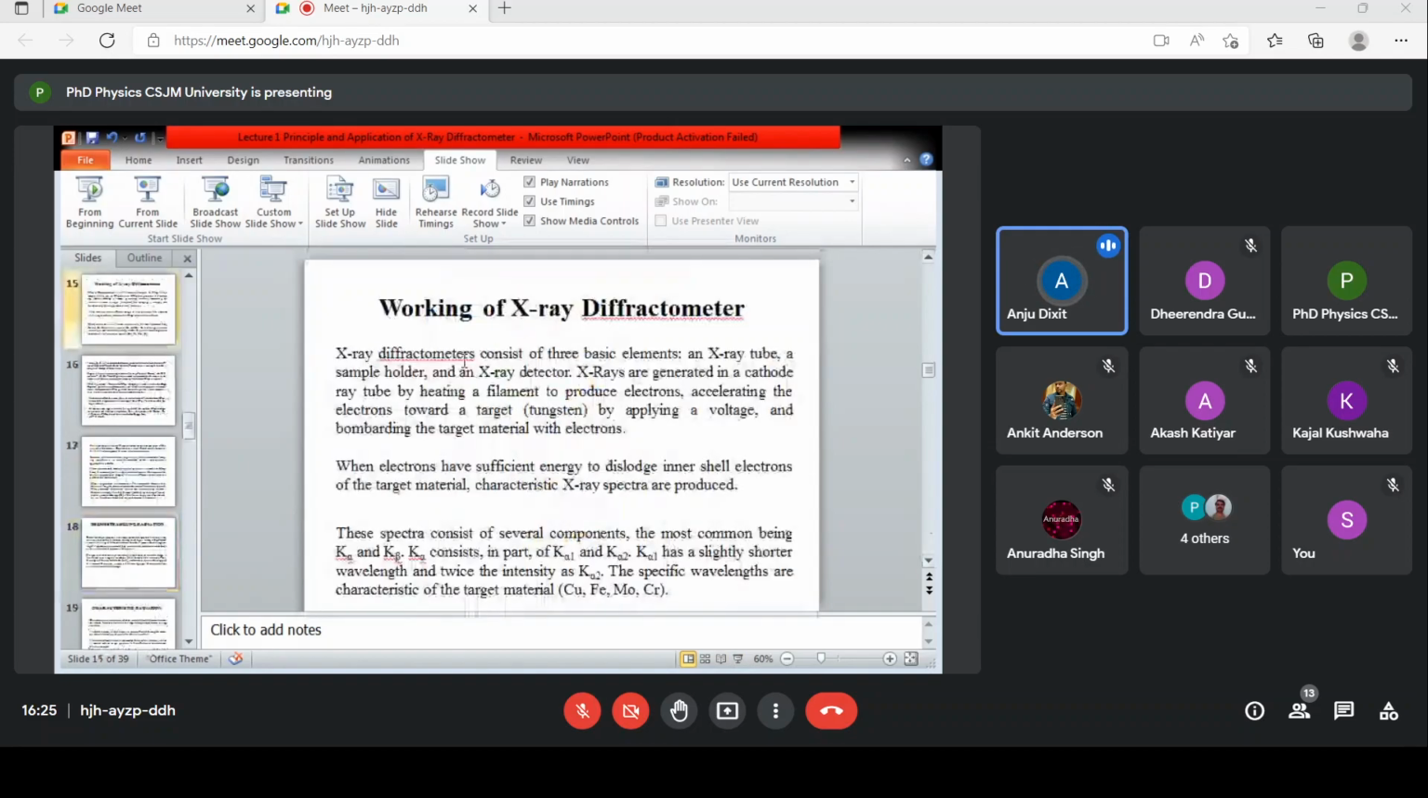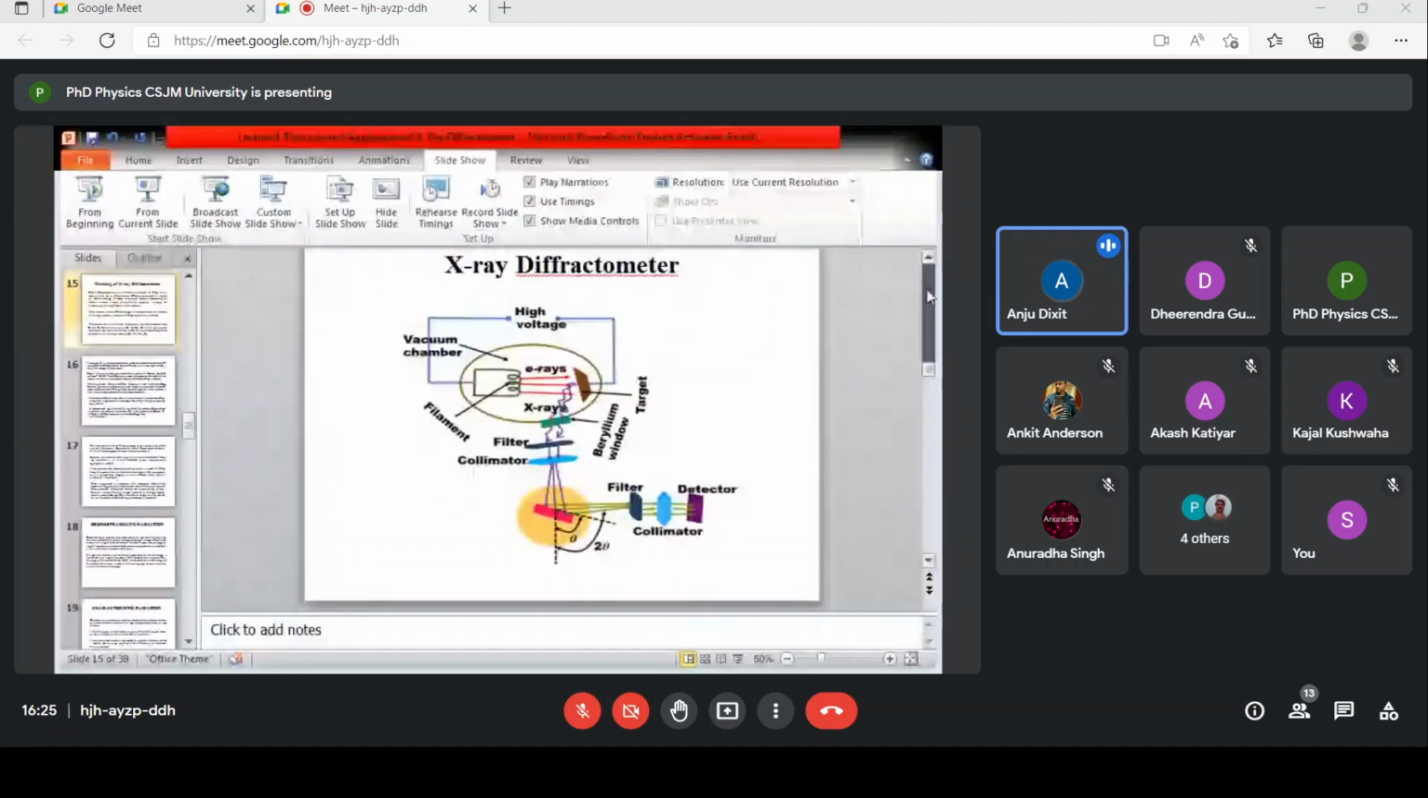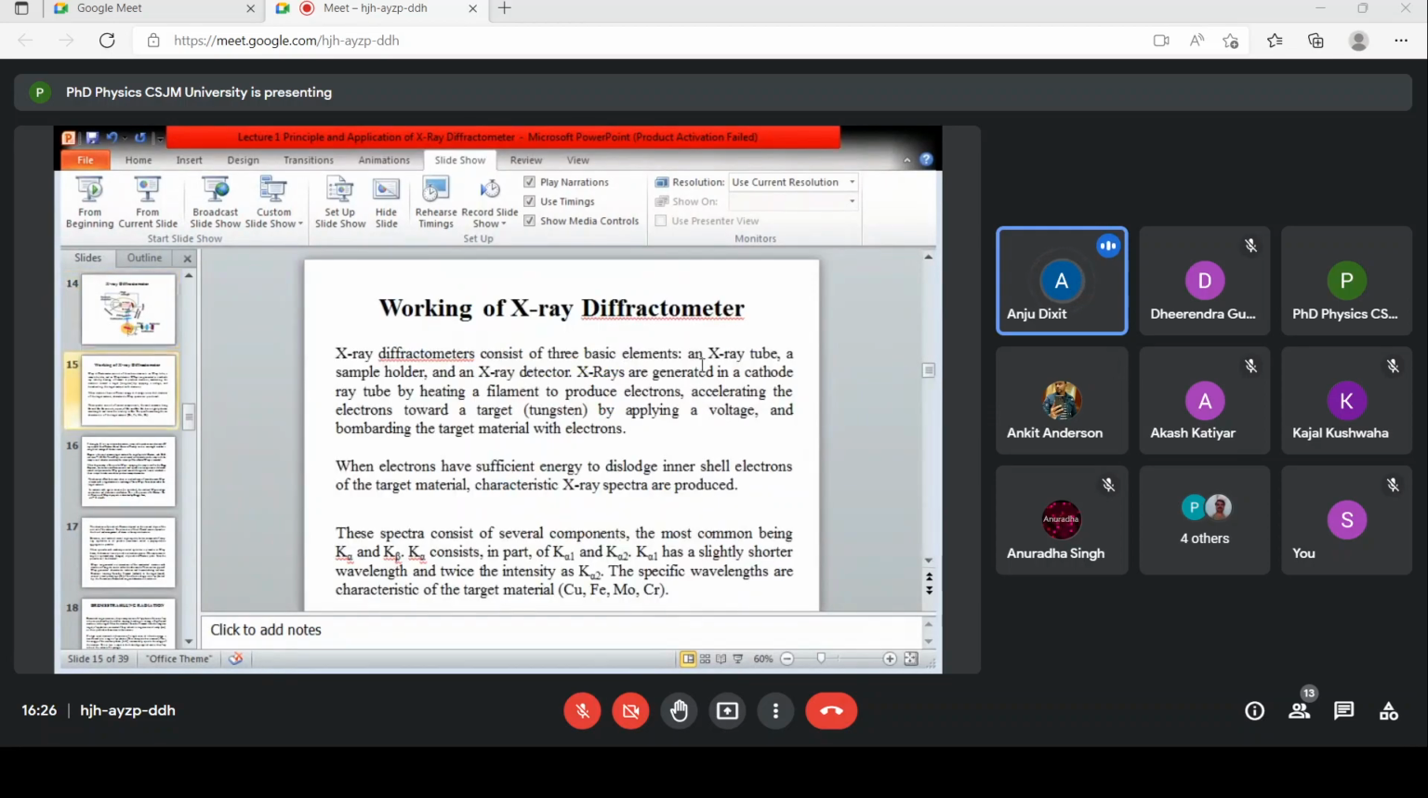X-ray diffractometers consist of three basic elements: an X-ray tube, a sample holder, and an X-ray detector, which I have just shown you in this figure. The X-ray tube is where the X-rays are generated, then the sample holder, and the detector, which collects all the data and forms the diffraction pattern.